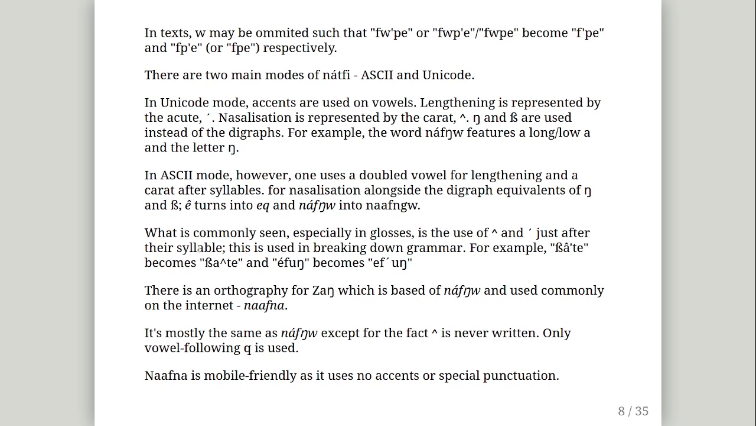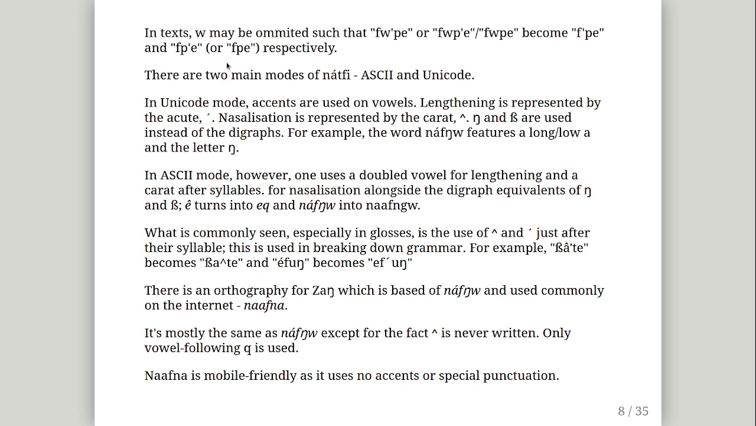So, when writing, you can omit W from these texts. Now, there are 2 main modes of Nafti. There's ASCII and there's Unicode mode.